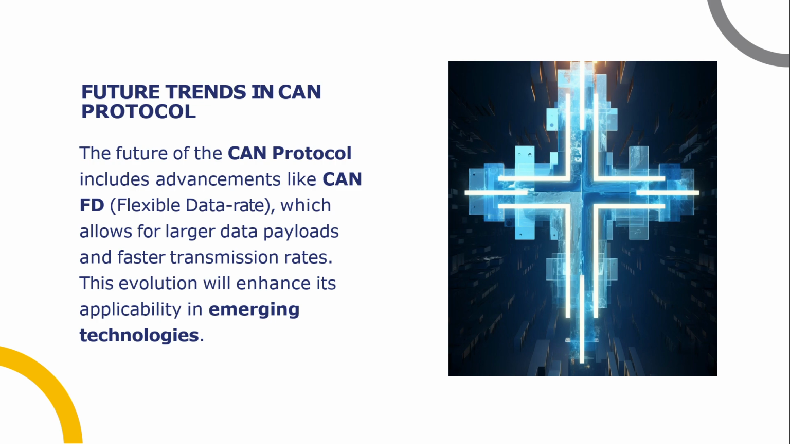CAN FD means it carries 64 bytes of data. It will transmit 64 bytes of data at a time. So CAN FD, flexible data rate, allows larger data payloads and faster transmission rates, etc. So these different types of features also came from CAN. This evolution will enhance its applicability in emerging technologies. For example, we have the data.